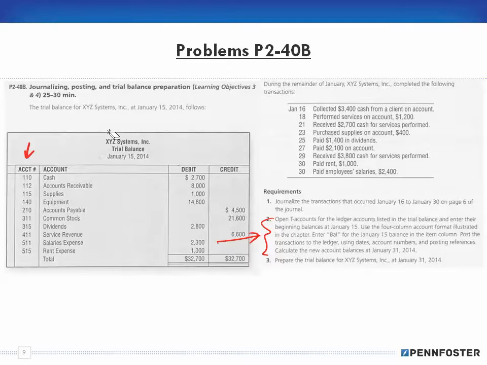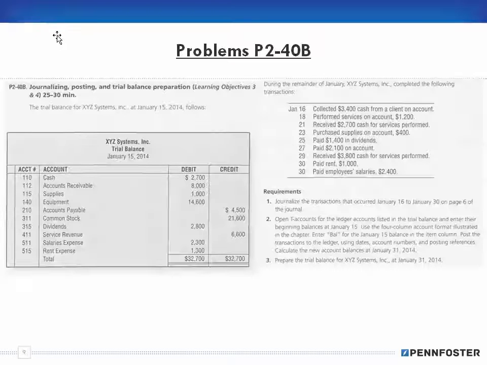With all of that said, the first thing we need to do is make these journal entries. So on January 16th, I collected $3,400 cash from a client on account. So January 16th, I collected $3,400. That's a debit to my cash for $3,400. So I'm crediting accounts receivable for $3,400, right?